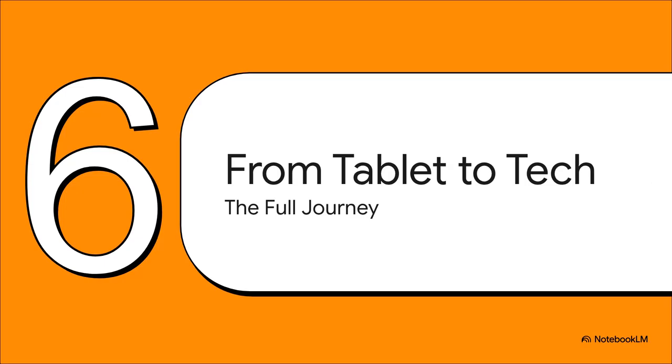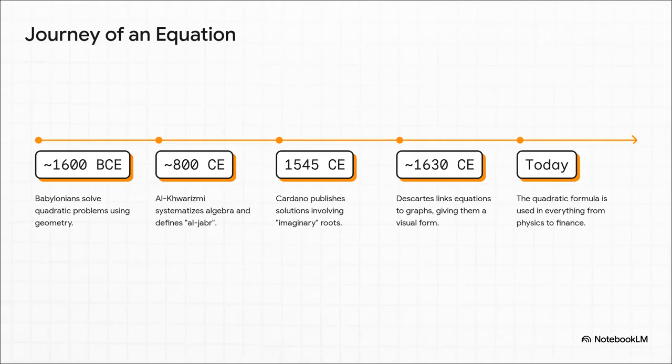Okay, so let's just take a step back and look at the whole picture here. From a scribe in ancient Babylonia carefully etching marks into wet clay, to a student today plugging numbers into a calculator. What an absolutely epic journey. This timeline just puts it all into perspective, doesn't it? It's like a great relay race of human knowledge. The Babylonians started it off with their shapes. Then Al-Khwarizmi took the baton and gave us a system.